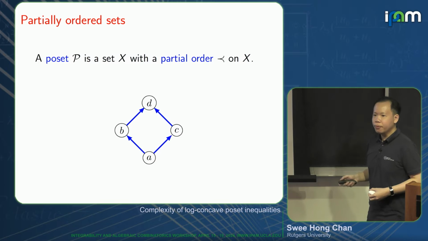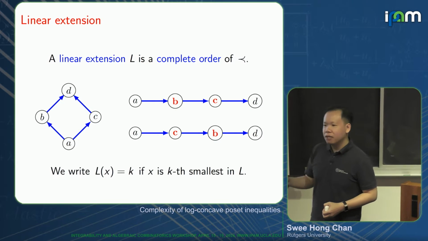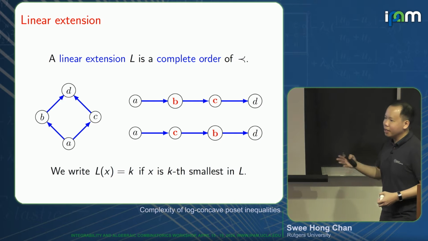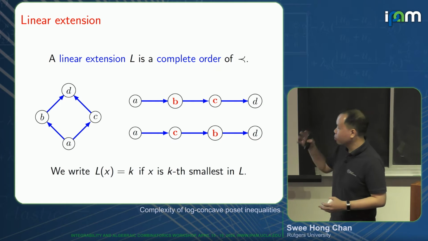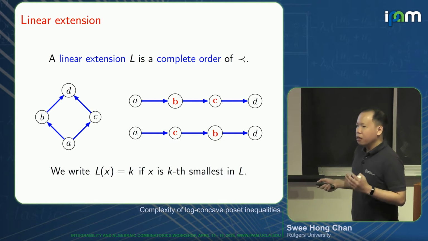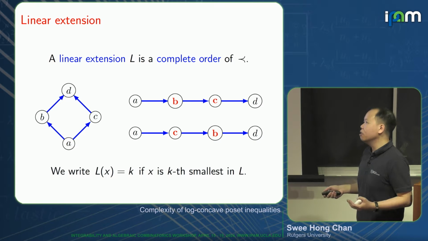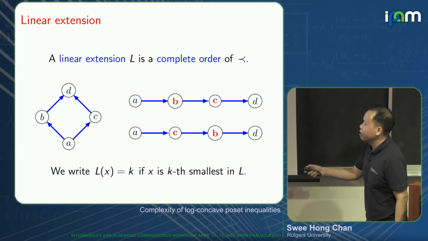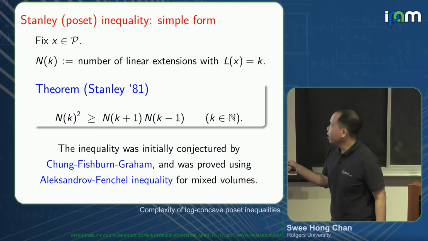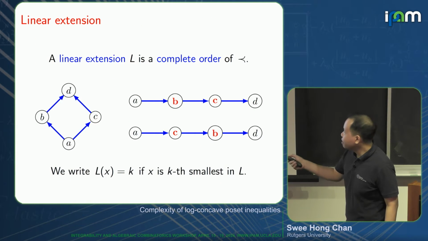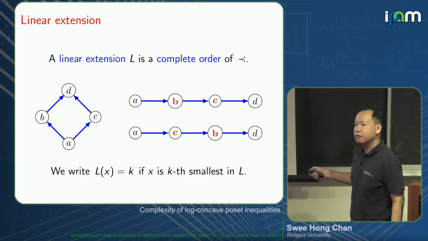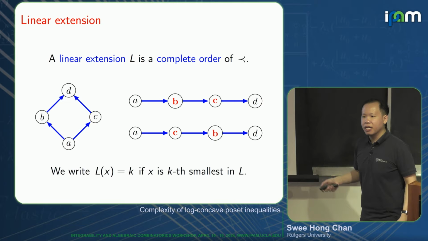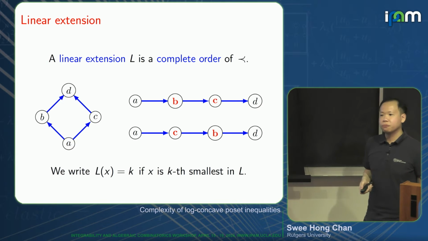Okay? And the object that I want to study from the poset is the linear extension, which is again what Igor defined, but let me just quickly recap it again. You can think of a linear extension as a completion of the given partial order. For example, for this poset, there are 2 linear extensions, either ABCD or ACBD. And I write L(x) equal to k. This means that x is the k-th smallest element in the linear extension.